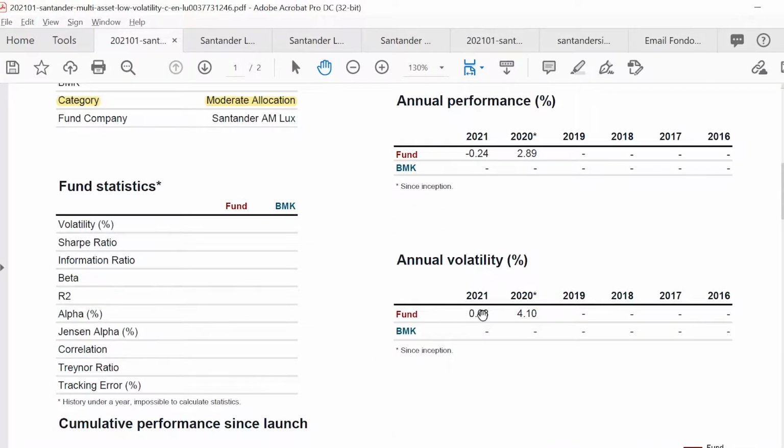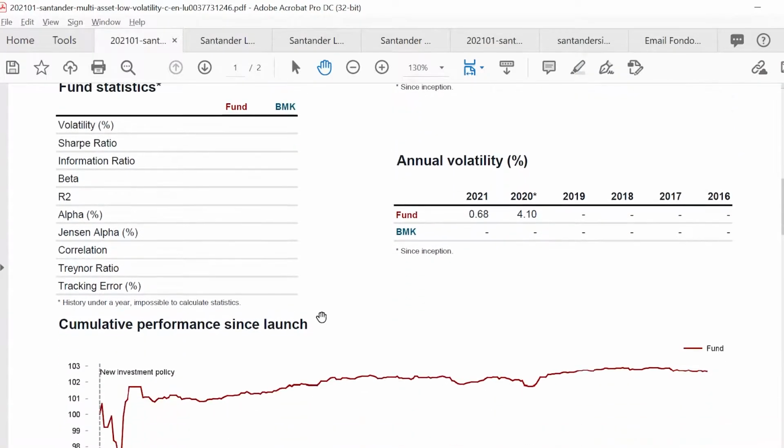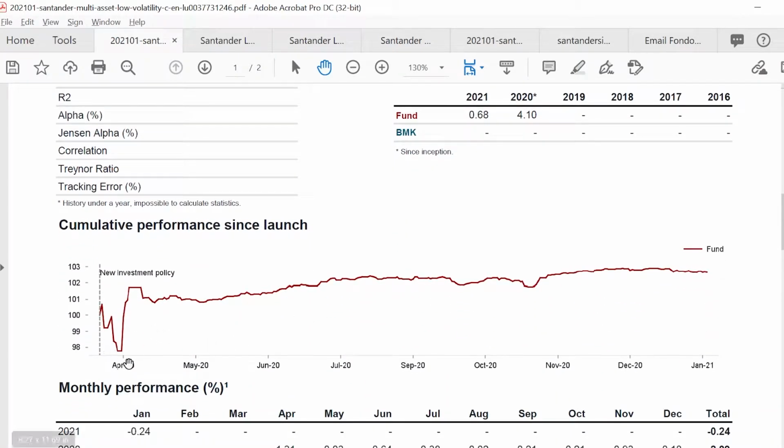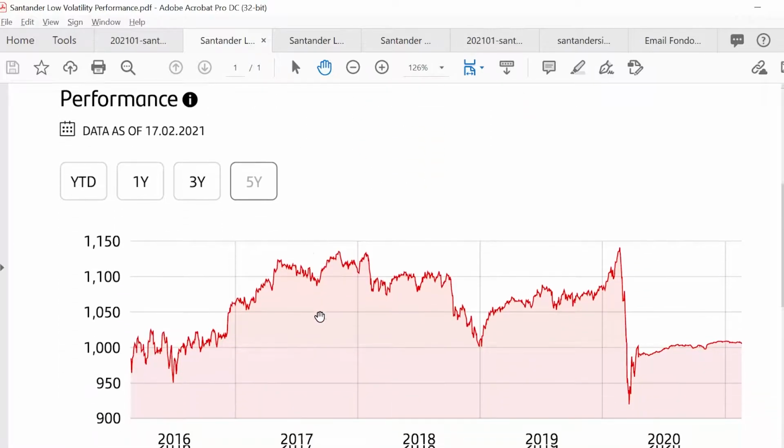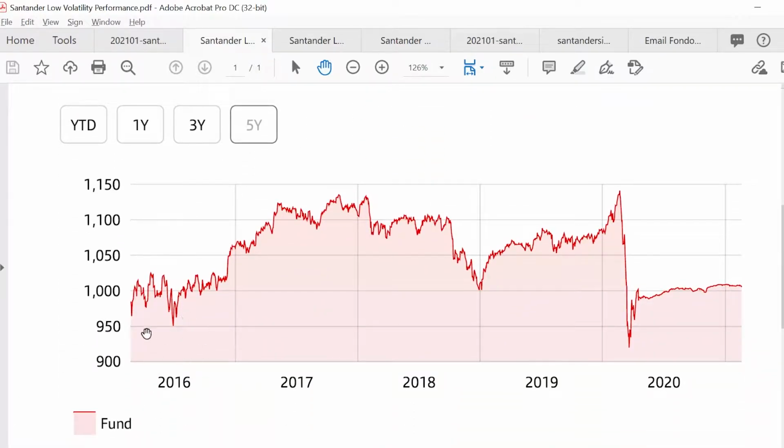Then you have here the annual volatility, quite low, and the performance. They show the performance from April 2000 since the new investment policy. But I went and looked at longer term performance, 5 years, and you see that they were showing only this little bit here, but this is how it's done in the past. So it can have big swings, it's not that it doesn't move. But if you see on the longer term, you get a flat return in essence.